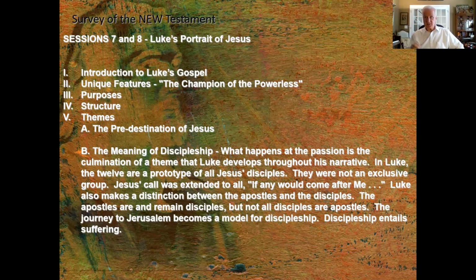So when Jesus says, take up your cross and follow me, he is modeling for us what it looks like to voluntarily take up a life of service and sacrifice. And all disciples are called to do that, not just the 12.